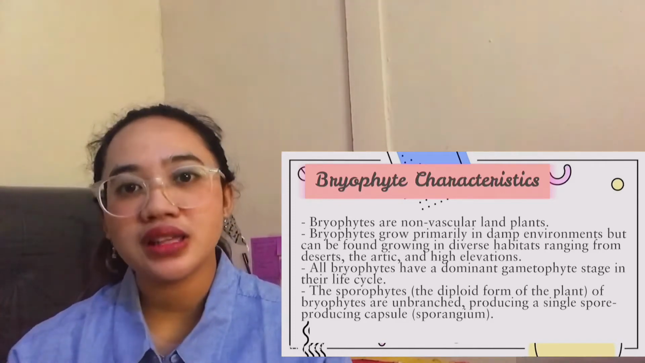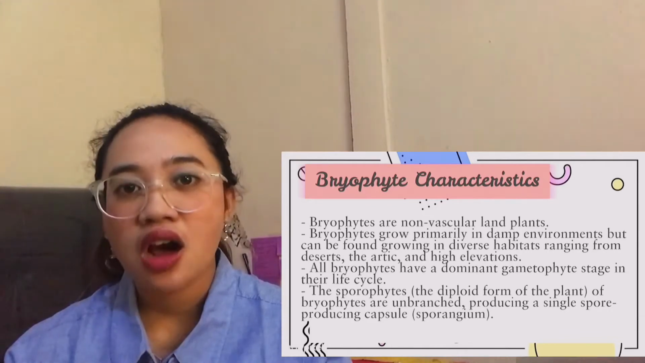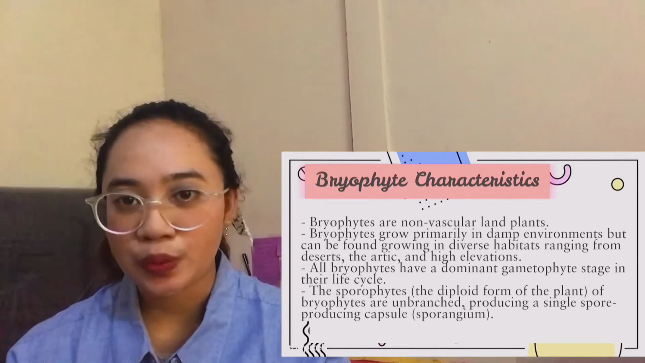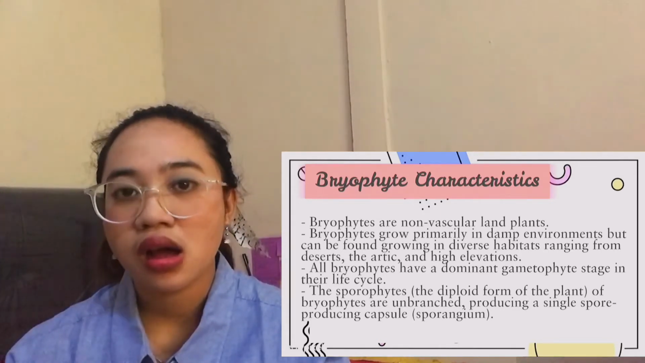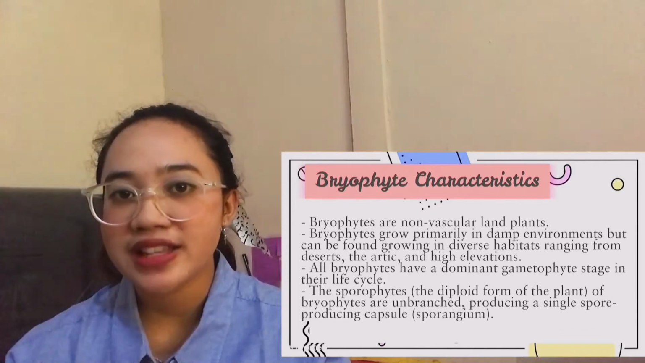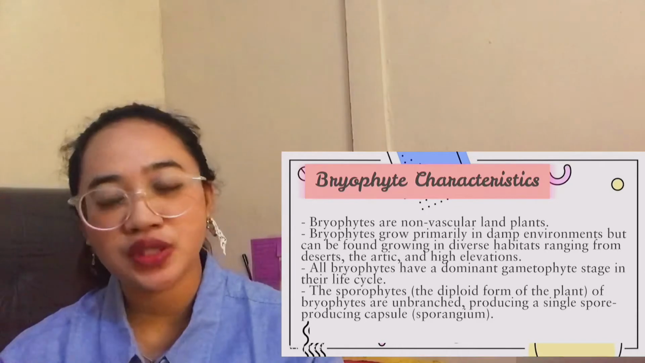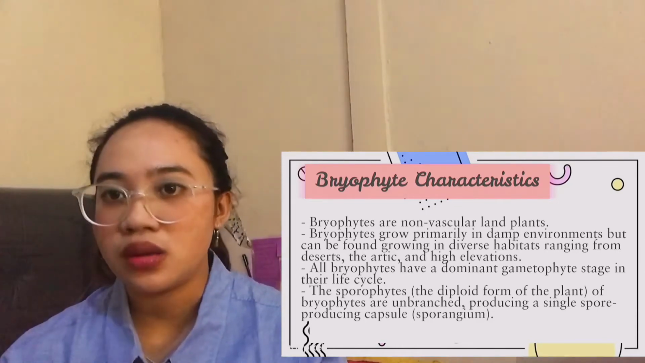Number 4 is the sporophyte. The diploid form of the plant in bryophytes is unbranched, producing a single spore-producing capsule called the sporangium. Moreover, the sporophytes are dependent on the gametophyte for nutrients and develop within the female sex organ, the archegonia.